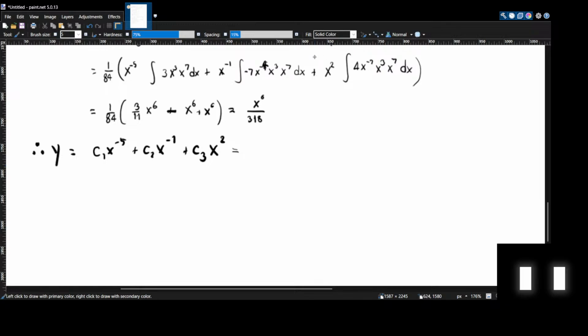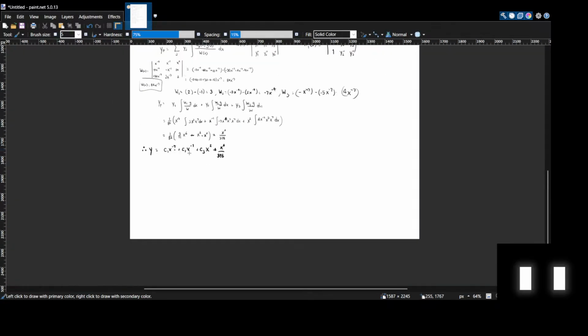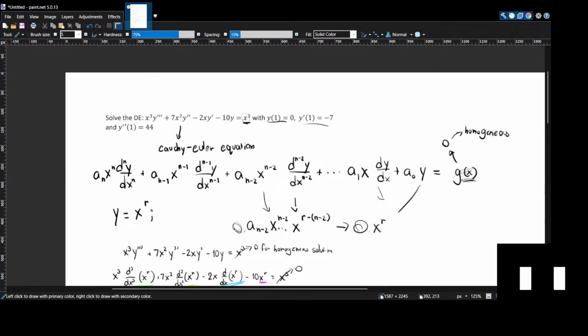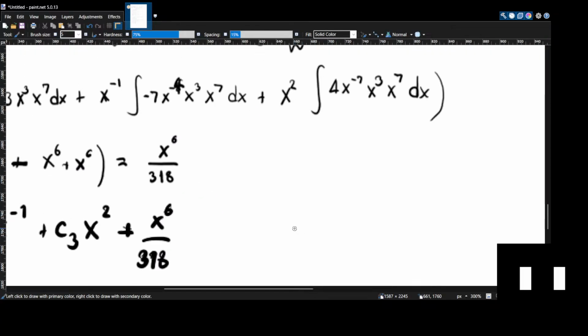Also, y is going to be, you're going to have to add in x to the power of 6 divided by 318 as well. Okay. And that is our answer for y. Not yet, because we have to plug in the initial conditions. All right, let's just do it.